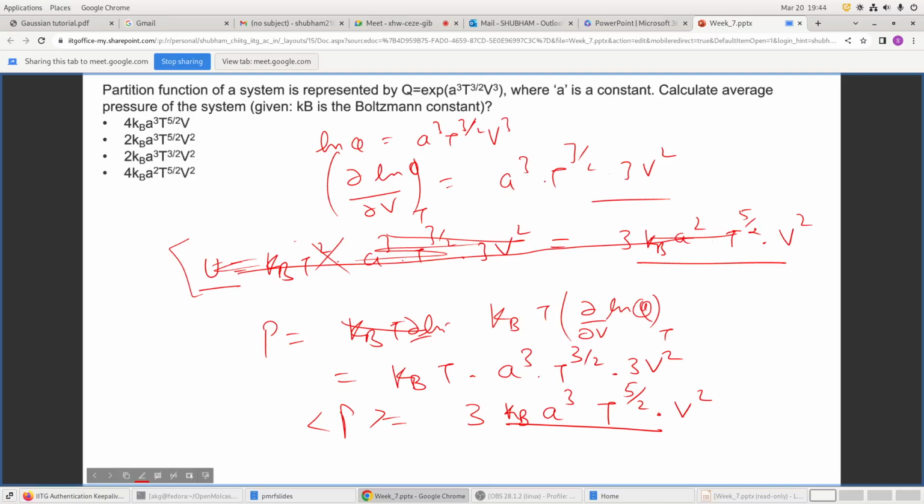This option is not here, but I think whatever we have done is correct. So maybe the options are not correct. Let's say this is 3, and then I think it is matching now. So this will be the option. I will check with the team which is uploading these questions, and I will confirm this in the next class. As we have done everything correctly, kBT ∂/∂V of ln Q at constant temperature will only give a 3 in front of this. So I will check this, and in the next class I will again solve this problem.